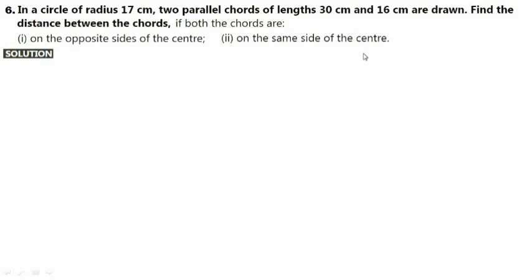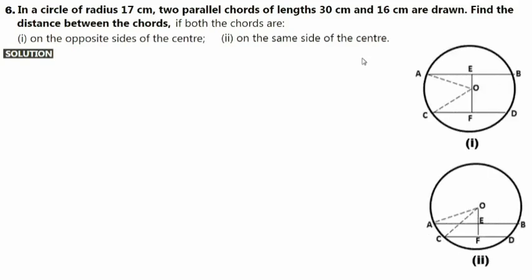So what is the meaning of this? Let's try to understand using this diagram. This is the diagram for number 1, and this is the diagram for case 2. So there are two parallel chords inside the circle.